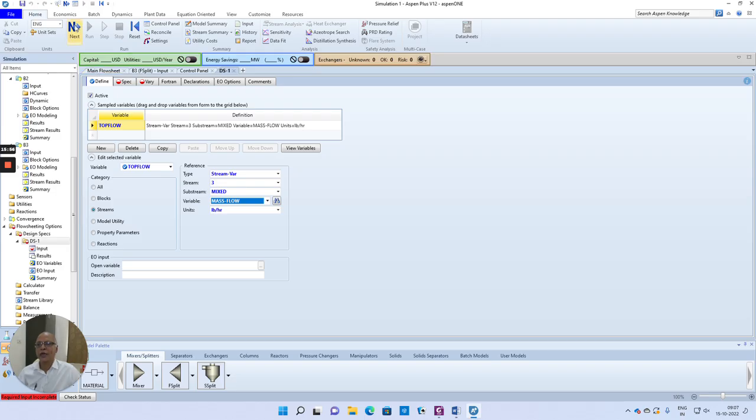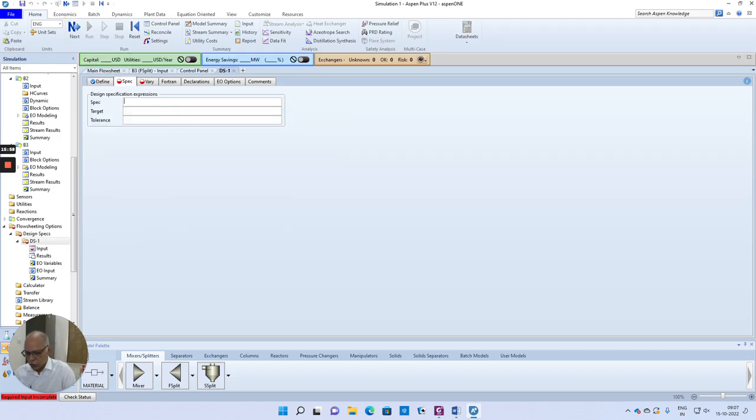Now what is it that we are interested in? This value should be at 850 lb per hour. Then give some tolerance. So the spec is specified.